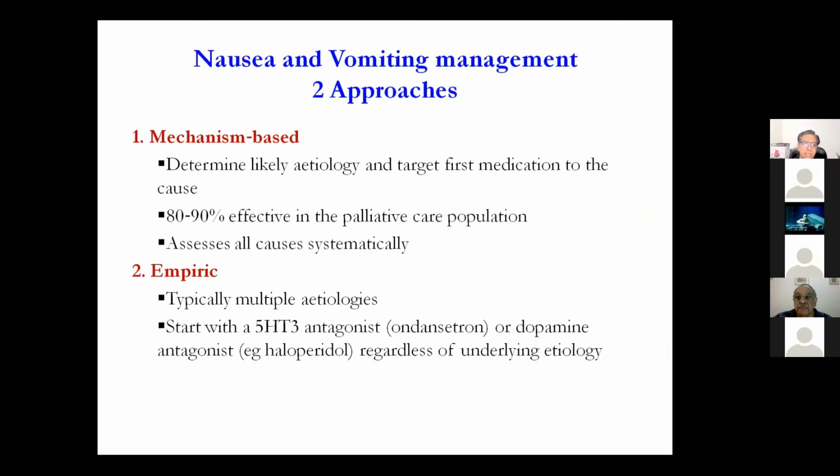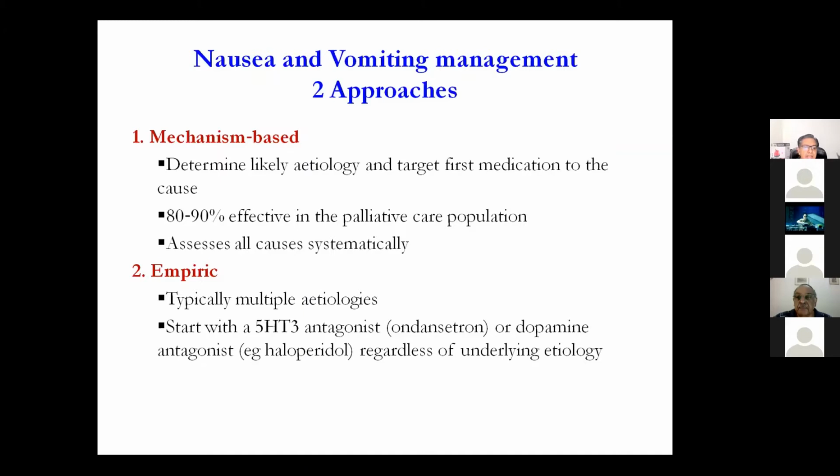Now, there are two approaches which have been conventionally described, and the management strategy is based on these two approaches primarily. One is the mechanism based and the other one is the empiric. The commonly accepted method always remains the mechanism based, which determines the underlying etiology, and targeted medication is given for this etiology. And it is effective in the majority of patients, and we need to assess all causes systematically using appropriate tools and the administration of drugs accordingly.